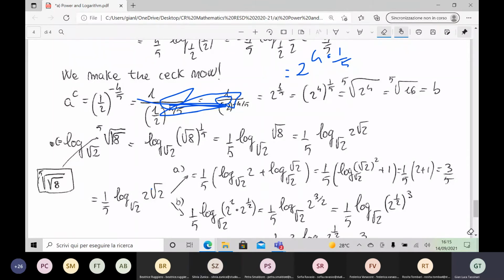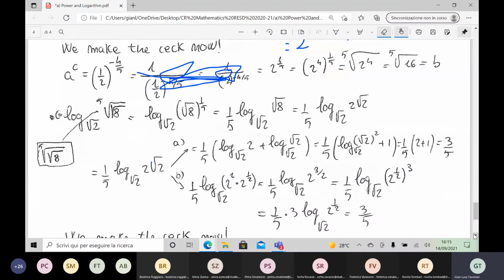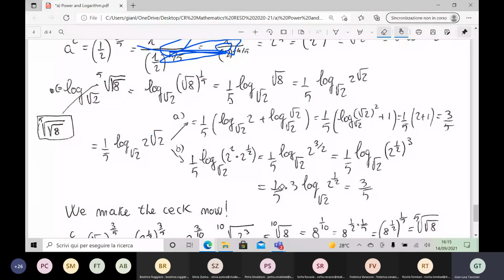Let me see if I did it. Yeah, put 3 here. Here I repeat, guys, 2 to the power 1 over 2 is the square root of 2, okay? So the logarithm with basis square root of 2 of square root of 2 is 1. So 3 times 1 over 5 is 3 over 5.